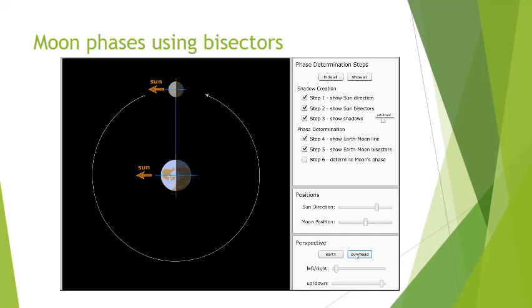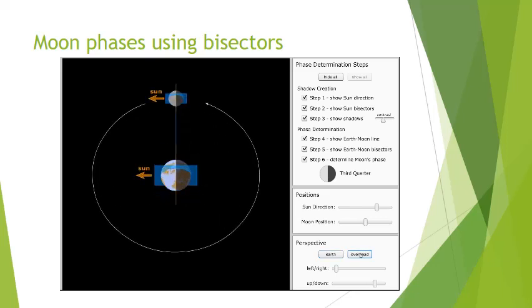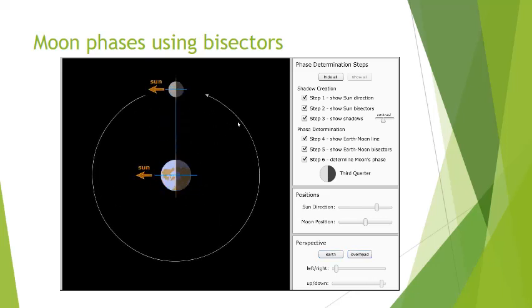And the question is, what is that moon phase? Well, it's going to be third quarter, last quarter. Again, last quarter is when the left side is lit up and the right side is dark. And so that's what's called the bisector method.